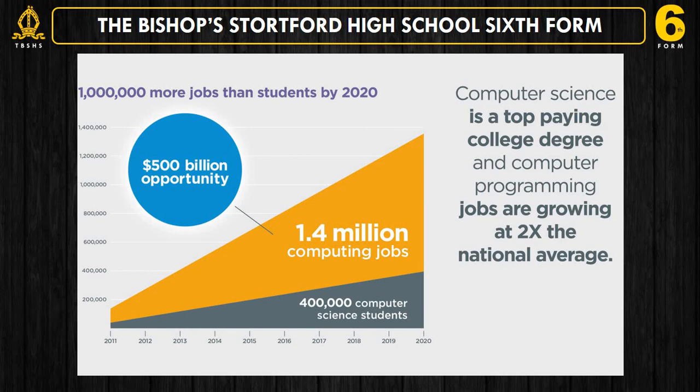As you can see in this graph, 1.4 million computing jobs and 400,000 computer science students, we have a shortfall in computer scientists. There are fewer and fewer people choosing the profession, but the jobs that are available are growing at a huge rate. This is because the more we use technology, the more we consume content, the more we need people to create that content. And that is something which we are currently lacking.